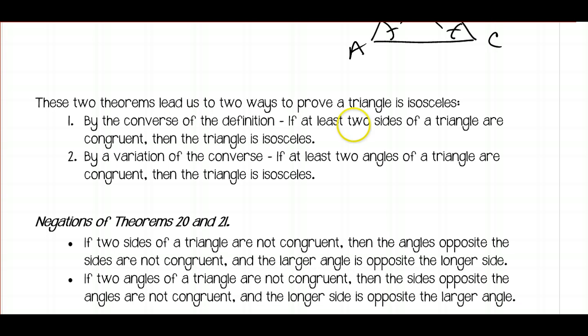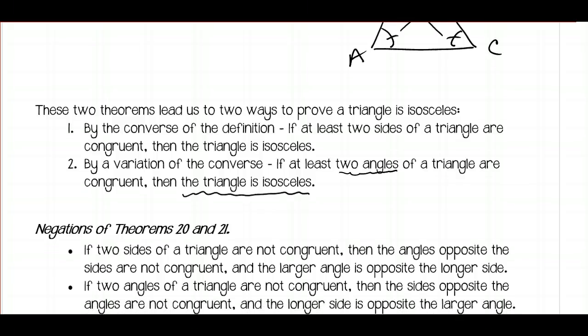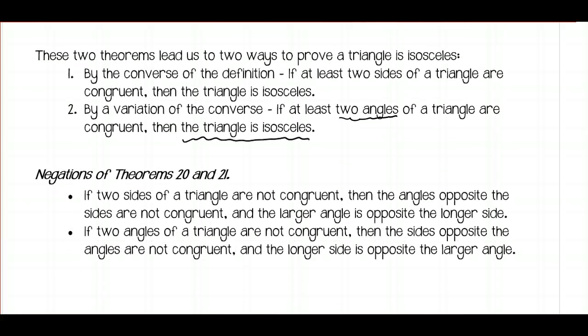So really, and I kind of mentioned this in a previous video, these two theorems lead us to two ways to prove a triangle is isosceles. By the converse of the definition, which we actually did in the last video, if at least two sides of a triangle are congruent, then the triangle is isosceles. Or by a variation of the converse, if at least two angles of a triangle are congruent, then the triangle is isosceles. Many of you are going to use theorem 21 to get the two sides and then use the first method every time, but you don't necessarily have to, because as soon as you get two angles of the triangle congruent, you can prove the triangle is isosceles.